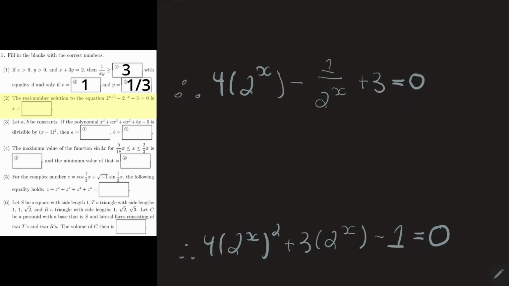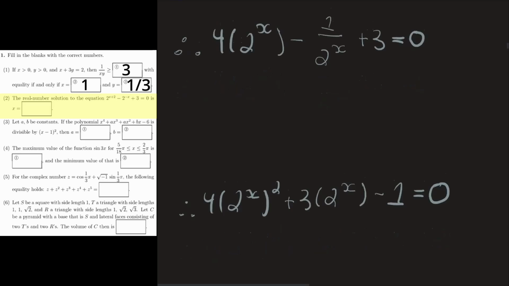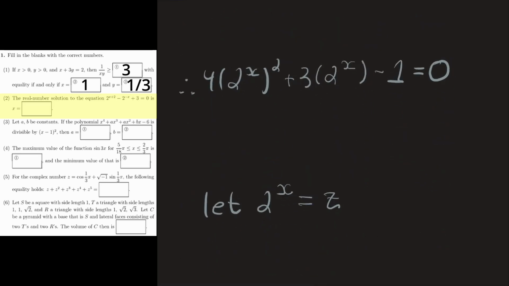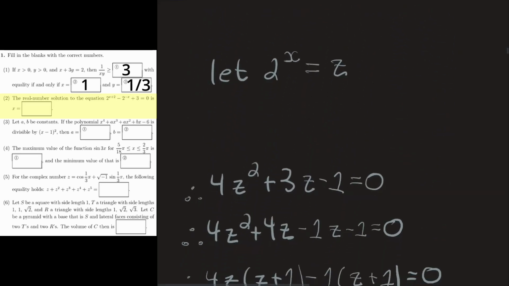But this side now becomes 4 times 2 to the power of x squared plus 3 times 2 to the power of x minus 1. And you may notice that this is just a quadratic in terms of 2 to the power of x. So to make that easier to see, let's let 2 to the power of x equal z. And so we have 4 times z squared plus 3 times z minus 1 equals 0.